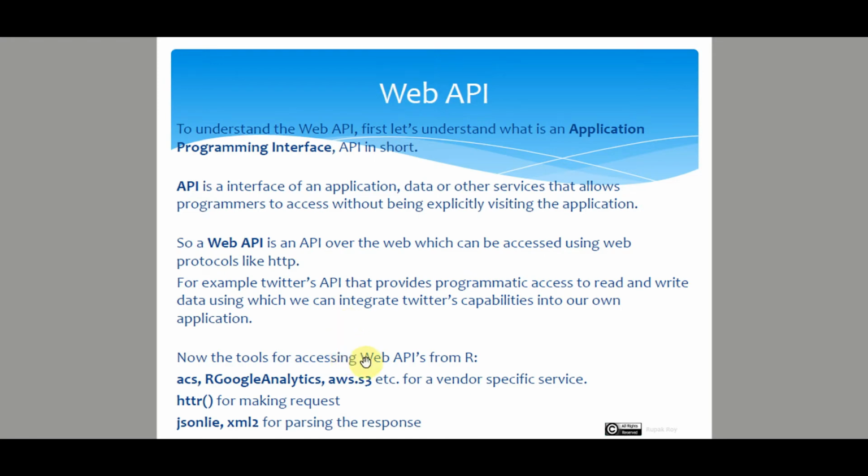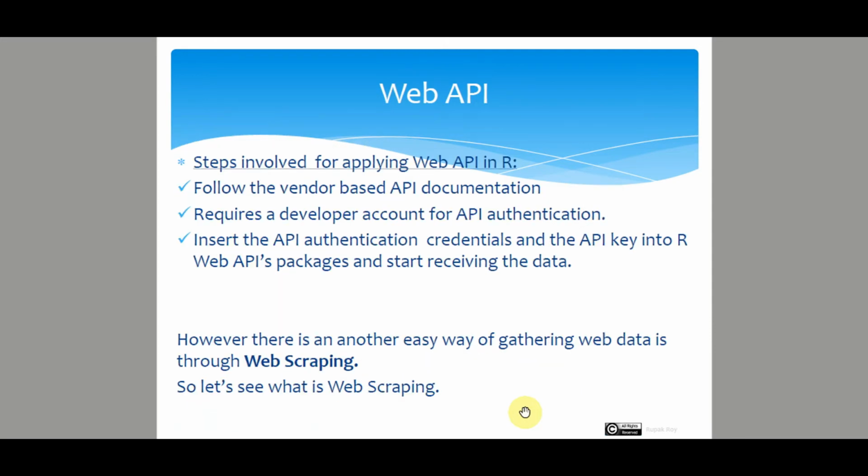The tools for accessing the web APIs from R are ACS, Google Analytics, Amazon Web Service, AWS S3, etc. for vendor-specific service, httr for making requests, and jsonlite and XML2 to parse the response. Steps involved for applying web API in R: first, follow the vendor-based API documentation, then require a developer's account for API authentication. Insert the API authentication credentials and the API key into our web API's packages and start receiving the data.